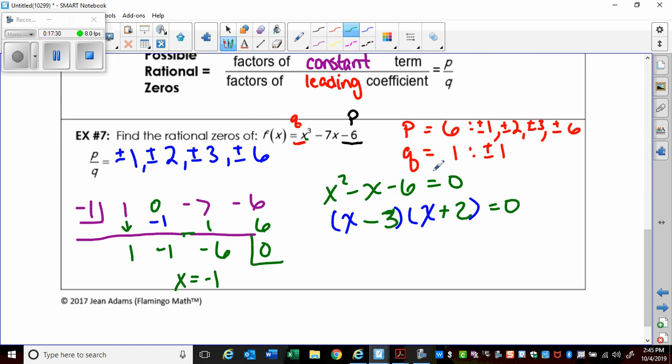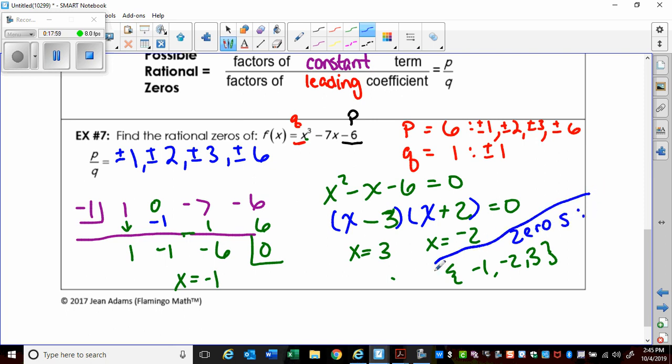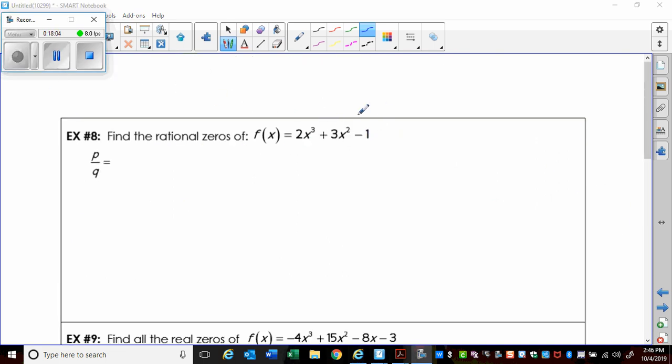Now when I set each term equal to 0, I know that x is going to equal +3 and x is going to equal -2. And those were all potential factors. So my zeros are, I'm going to just do this, -1, -2, should have put -2 first, and then 3. That's it. These are all zeros. Box around it. Alright guys, I'm going to help you just get this one started.